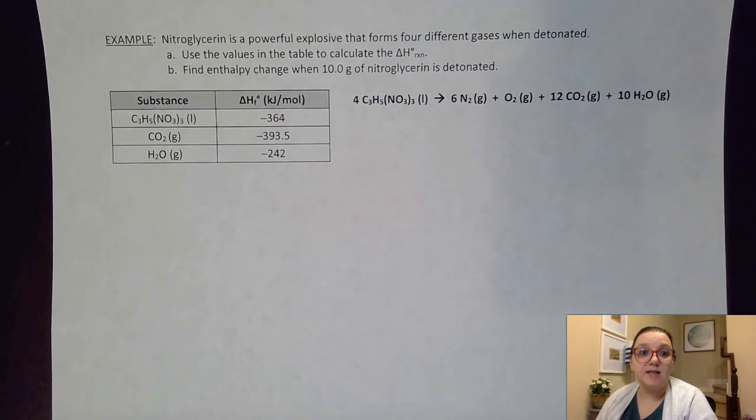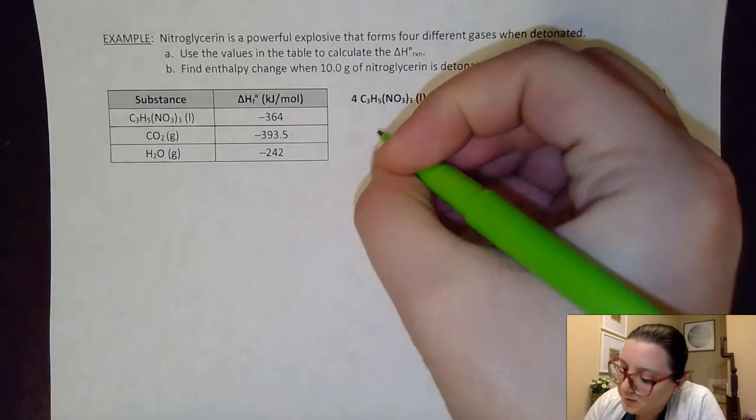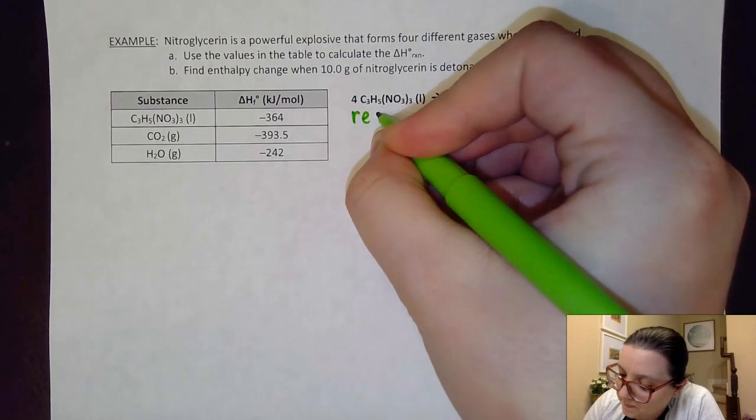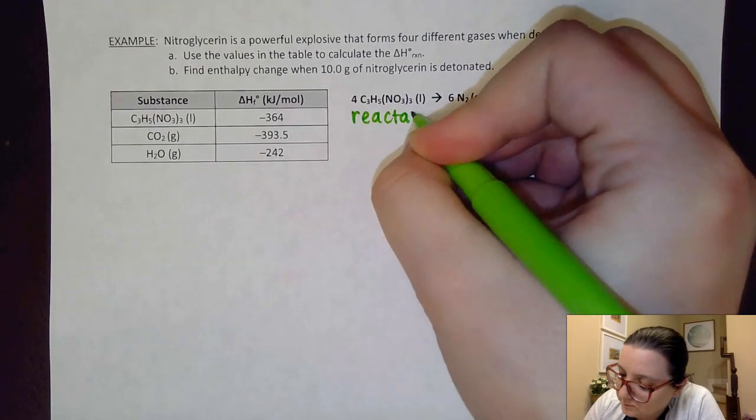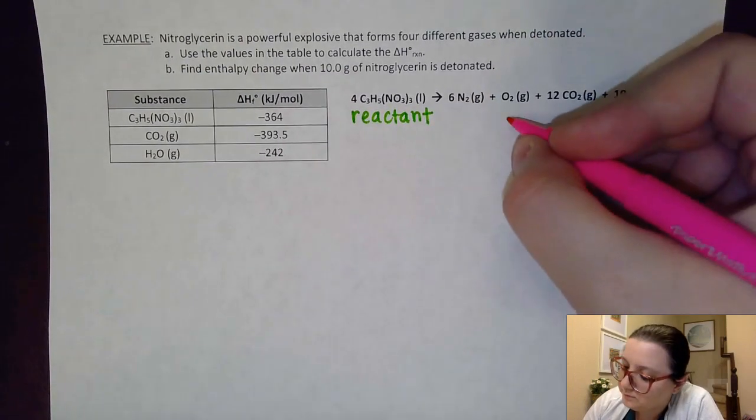So the first one says that, hey, nitroglycerin is a powerful explosive that forms 4 different gases when detonated. So the first thing that I would do here is just like I did on my previous problem, I would label my reactant side and I would label my product side.